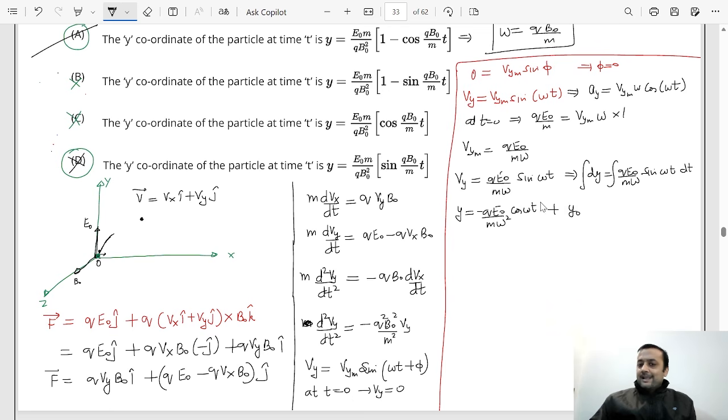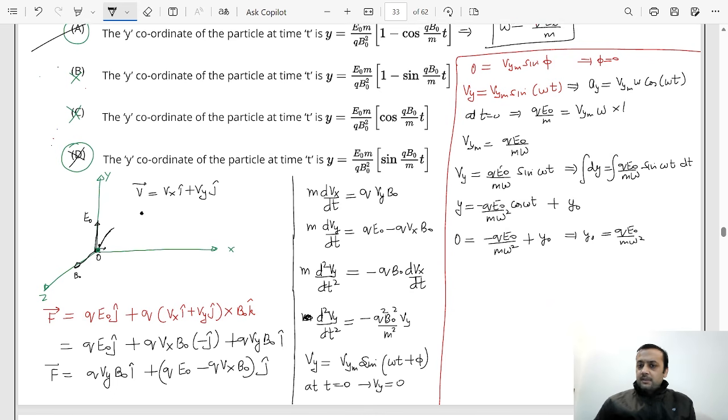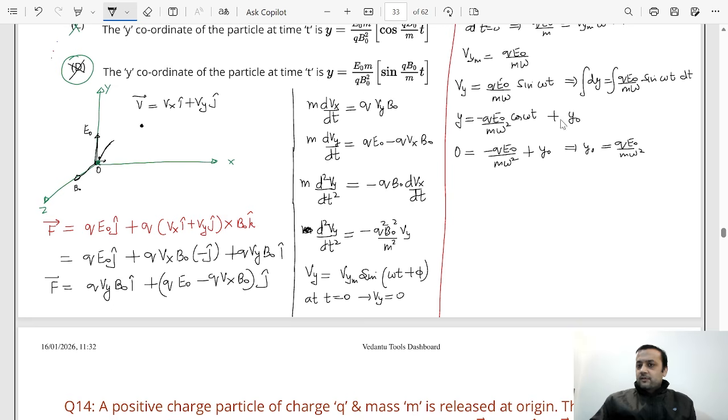Now look, at time 0, y was 0. So if I put t equals 0 here, y should be 0. That means 0 should be equal to minus q E0 by m omega square plus y naught. So the value of y naught becomes q E0 by m omega square. If you put this value of y naught again, the value of y becomes: you can take q E0 by m omega square common, and this will become 1 minus cos omega t.